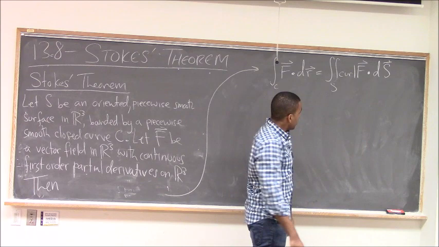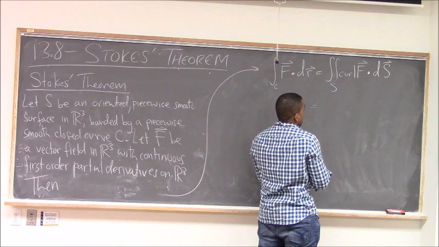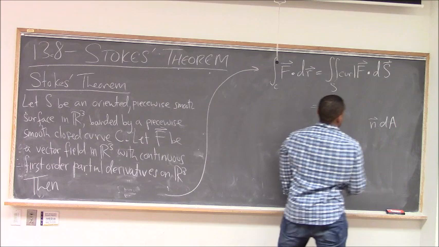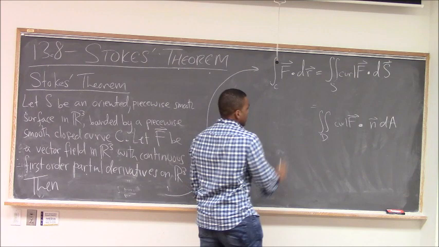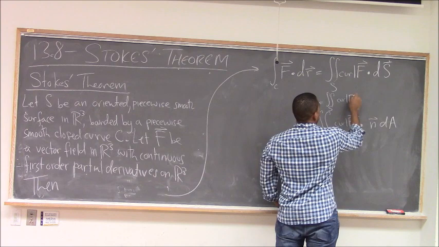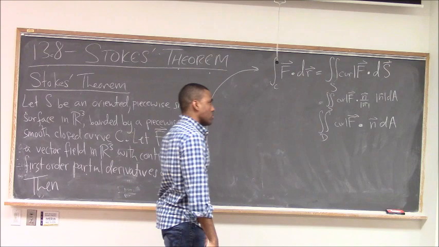How can you translate this? Instead of dS, you put the normal vector times dA, and S would change into some region D. Because this is really the double integral over S of the curl of F dot product the unit normal times this. Remember that, because that's your dS.